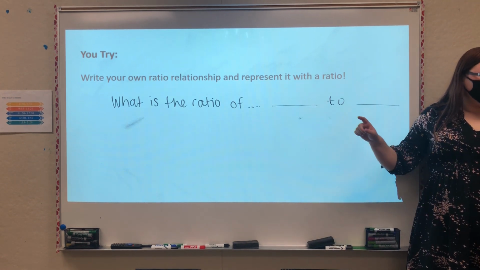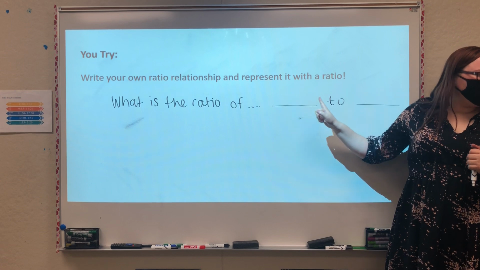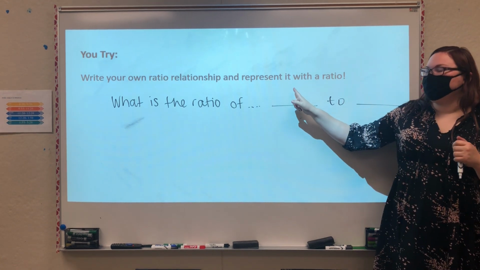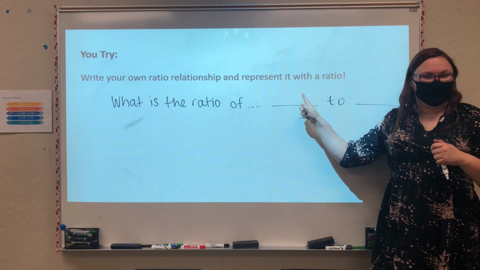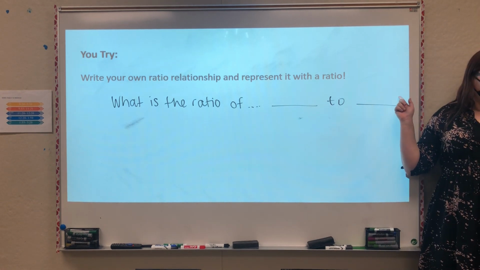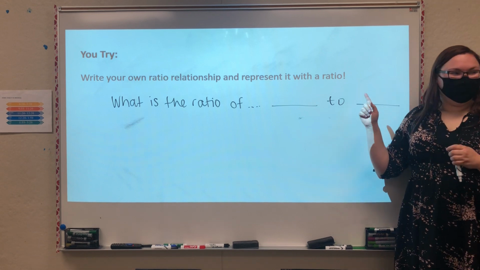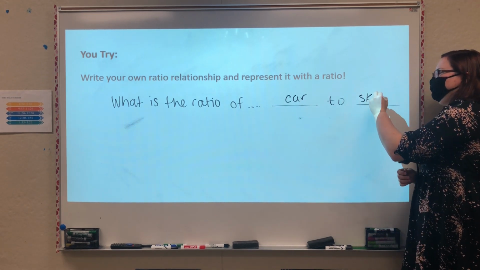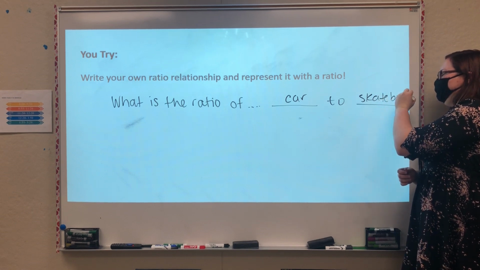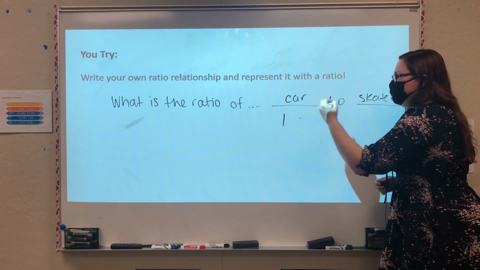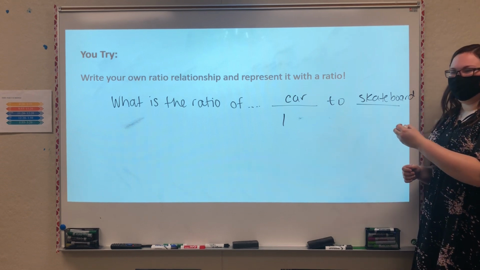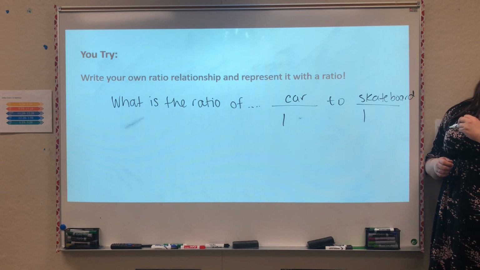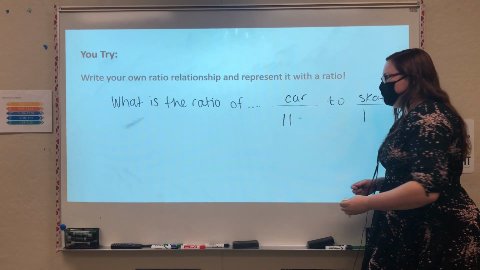Francis, you got one? What is the ratio of students who have a car to students who have a skateboard? Car to skateboard? Okay, so we've got what is the ratio of students in this room who have a car to students who have a skateboard? I like both of them. You have a car? I do too, but I got a skateboard too. Fun. I have both of them. I'm going to put you here. Okay. We got 2-1.